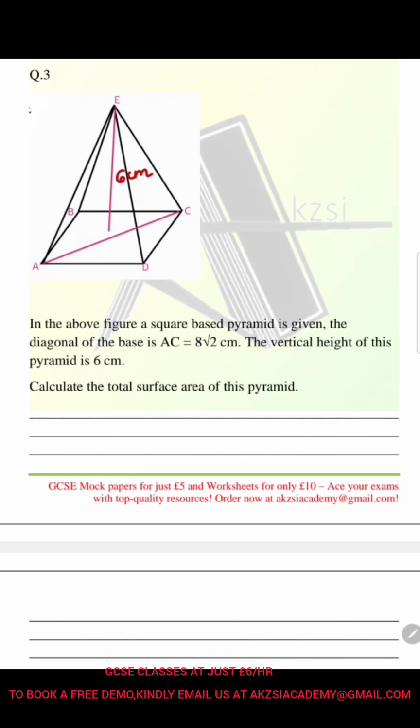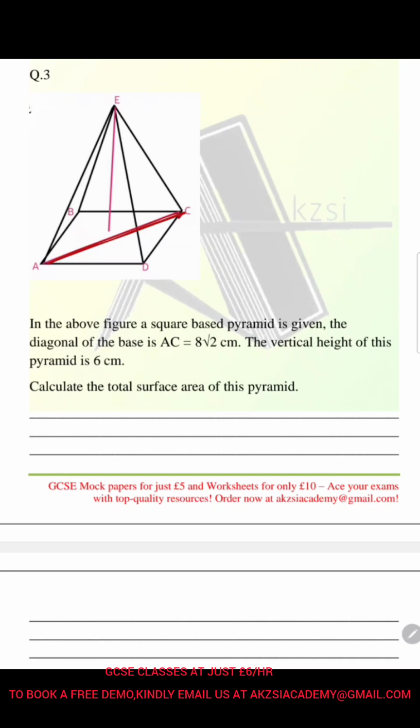See, to calculate the total surface area of this pyramid, we should know this one. Don't get confused. What I have seen is that the student does half times base times height, taking this base and this height. No, this is not the height. We are calculating the area of the triangle, so we need the height of the triangle, which is not given here at all. But this one is given, which is the diagonal.